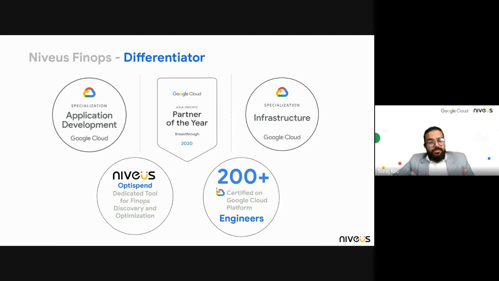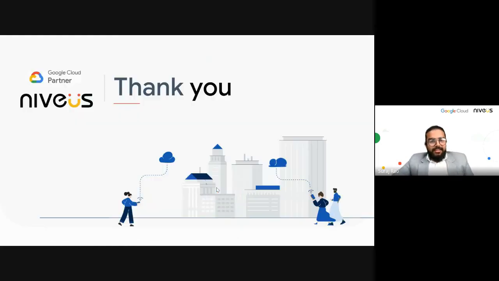Niveus has its own OptiSpend dashboard, a dedicated tool which will be used by the entire FinOps team for discovery and optimization. And an army of 200 plus certified engineers on Google Cloud will definitely be at your doorstep, whether it be a migration, a modernization, a security implementation or even optimization. So that was all from my end. I think we can take up the Q&A session now.